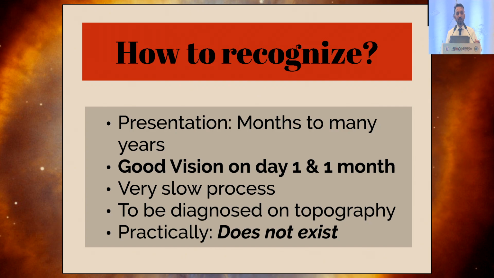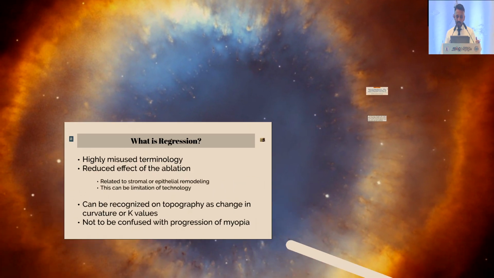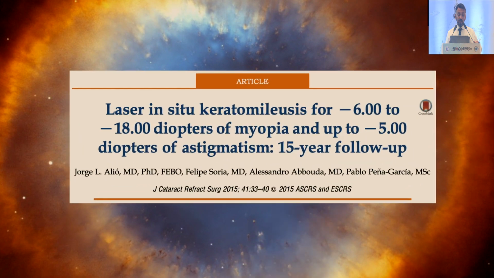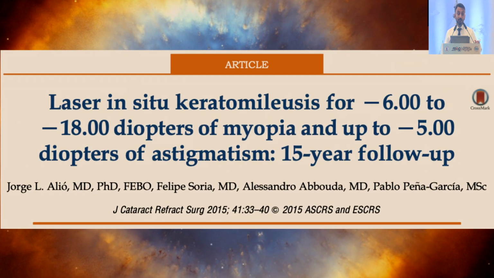Practically speaking, I strongly believe it does not exist. I'll give you the reason. It's highly misused terminology. When you have not documented pre-op axial length, and when you do not document progression of myopia, you end up calling everything a regression, which is actually not true. By regression, we should be documenting change in keratometric values, at the air-tear interface. Please do not confuse it with myopic progression.